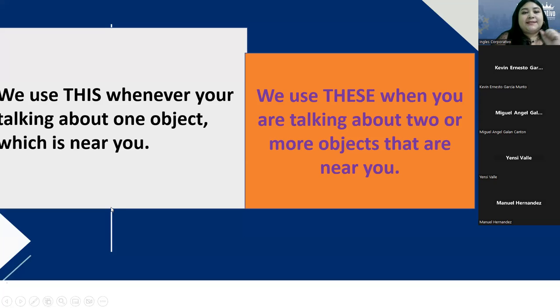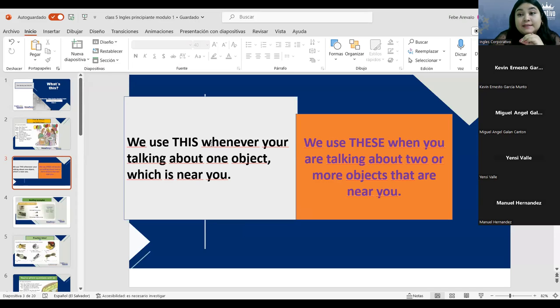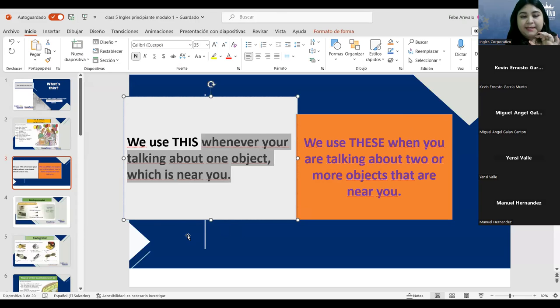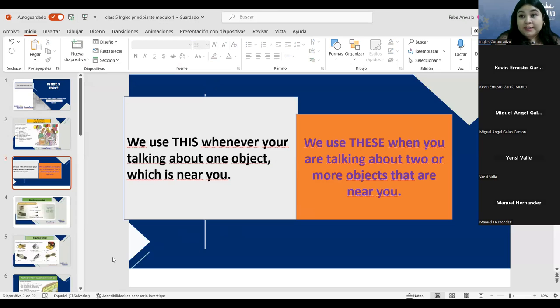Now, let's go with this. We use this. Yo aquí tengo completamente la information que se menciona en el video, ¿ok? Para que ustedes la puedan anotar. Because tomorrow I'm gonna ask you about it. Pues mañana les voy a preguntar sobre esto. We use this whenever you're talking about one object which is near you. For example, this is my cell phone, right? Utilizamos this cuando el objeto solo es uno y está cerca de nosotros.